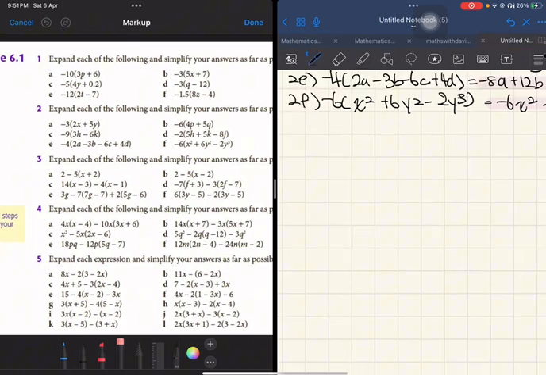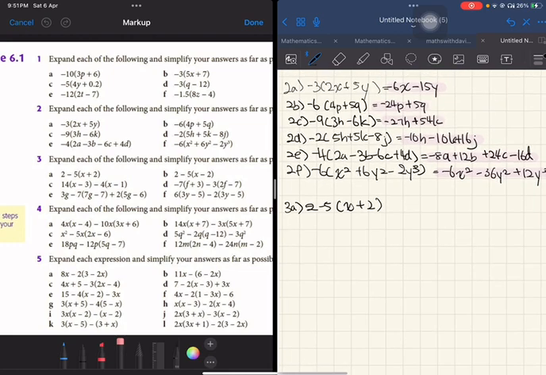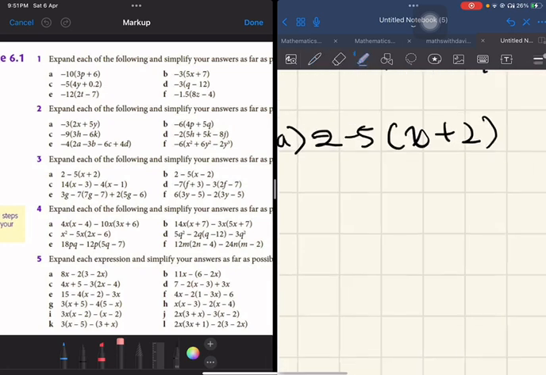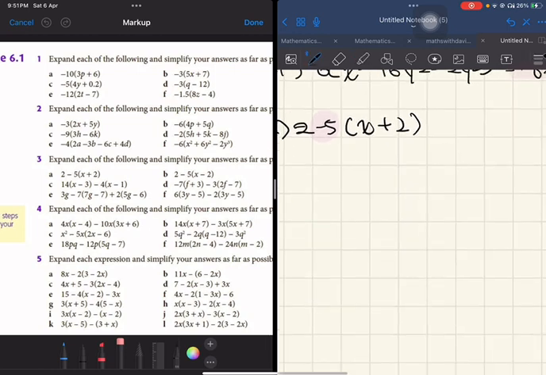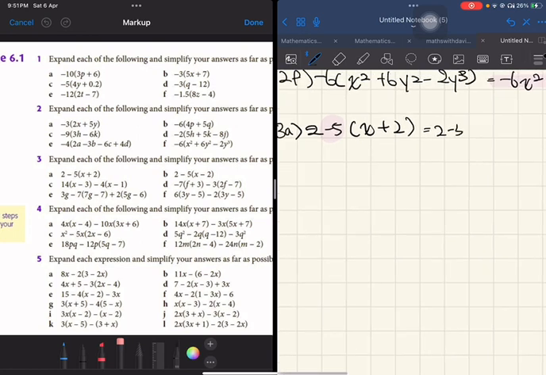Okay, now let's continue with question 3a. 2 subtracted by 5x plus 2. As you can see, question 3 is a little bit different from the one we did because there is an extra number here now. But we're still going to be using the distribution method, it's just that you only have to look at the number closest to the bracket, which in this case is negative 5. So we're just going to write 2 subtracted, and then negative 5 times x, you're going to get negative 5x. Negative 5 times positive 2, you're going to get negative 10.